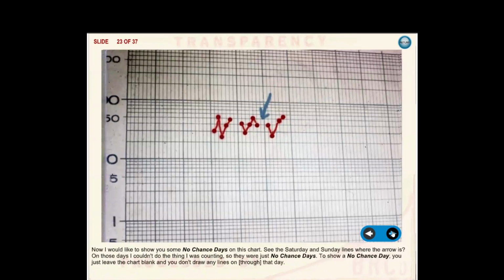Now I would like to show you some no chance days on this chart. See the Saturday and Sunday lines where the arrow is? On those days I couldn't do the thing that I was counting, so they were just no chance days. To show a no chance day, you just leave the chart blank, and you don't draw any lines on that day.